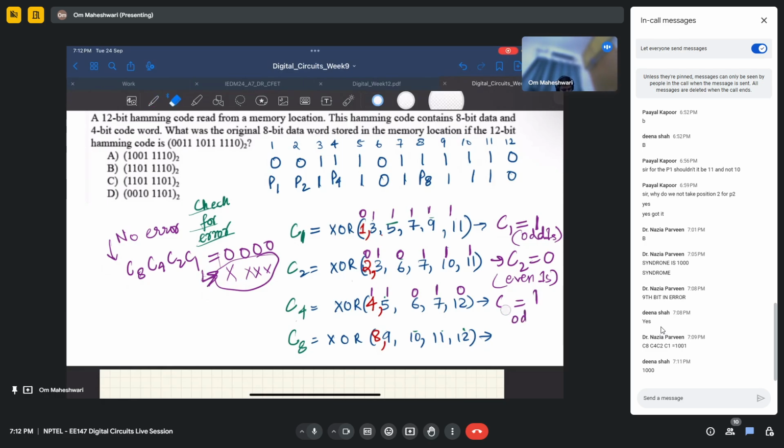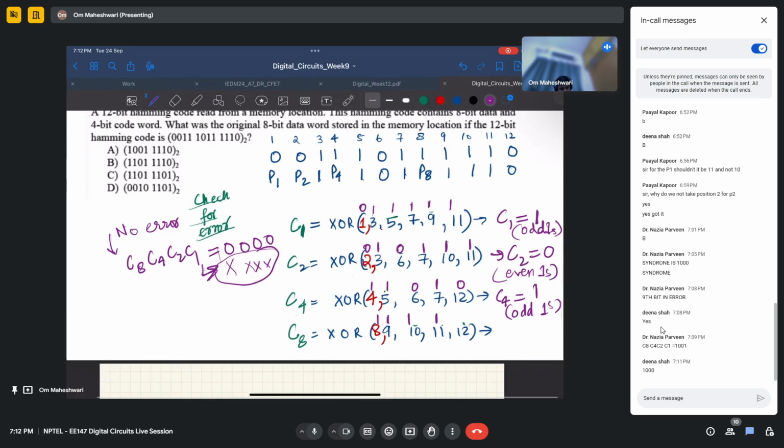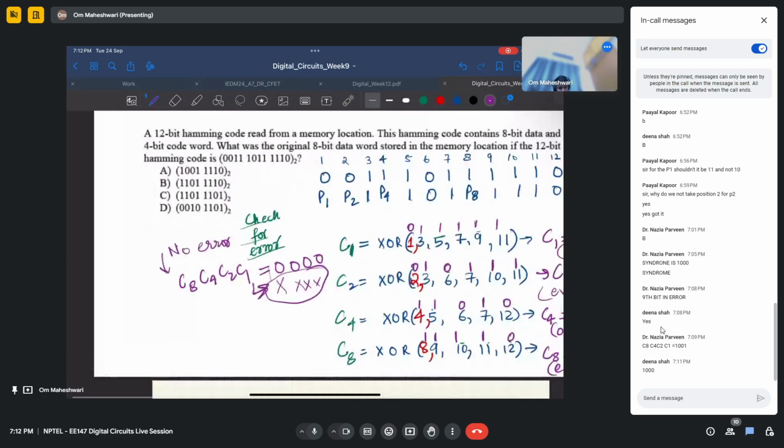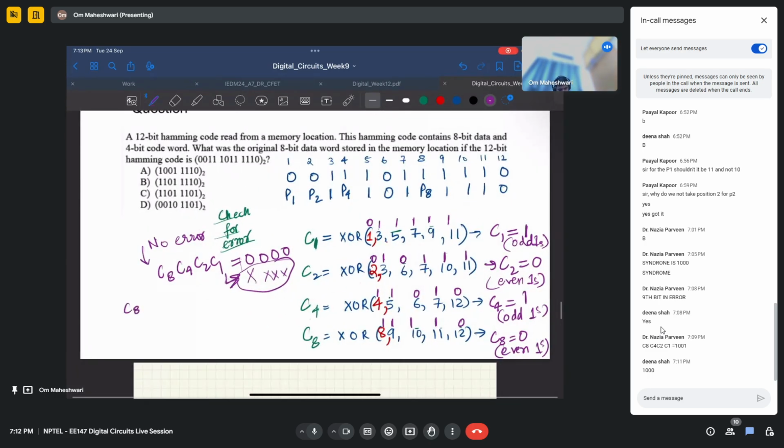Sorry, I should not write C3, it is C4, odd ones. C8, 8 is 1, 9 is 1, 10 is 1, 11 is 1, 12 is 0. C8 is 0, even ones. So your C8, C4, C2, C1 is 0, 1, 0, 1. This is actually 5. So that means your error is in the fifth bit.